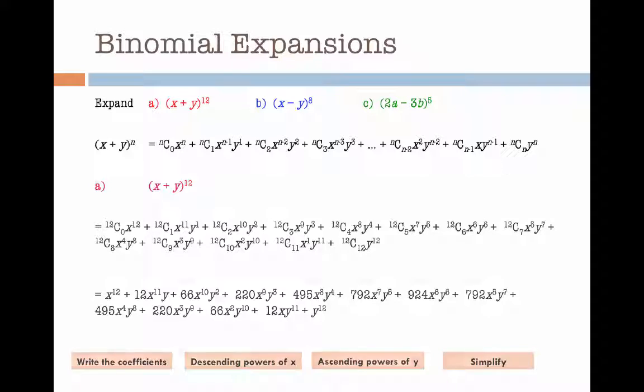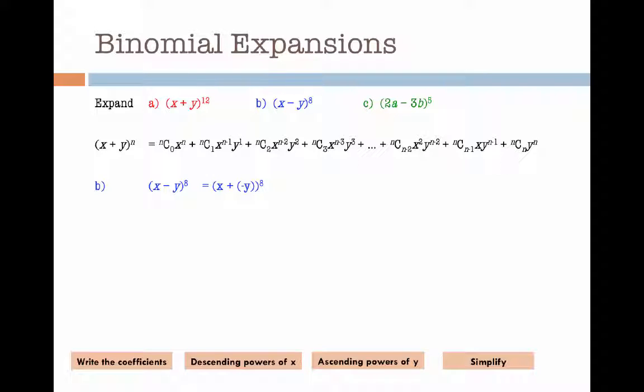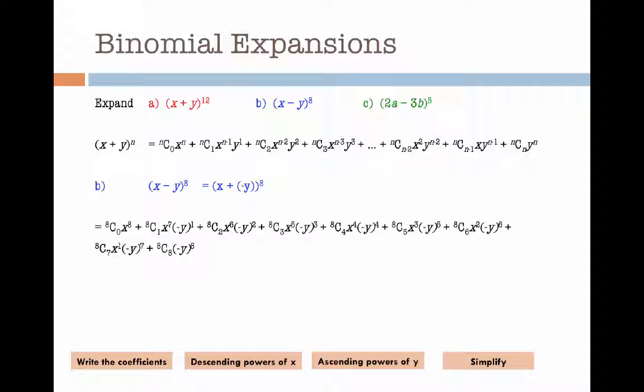Let's try B now. B is x minus y to the power of 8. And that negative is going to change the way we do our expansion, but only slightly. Before we begin, we rewrite our expression as x plus minus y to the power of 8. That little separation is going to be important so we don't get confused later on with where our negative is going to sit. Here are our 4 steps to using the binomial theorem. Here is the expression that it will end up being our expansion before we simplify. I started off by writing the coefficients from 8 choose 0 all the way down to 8 choose 8.